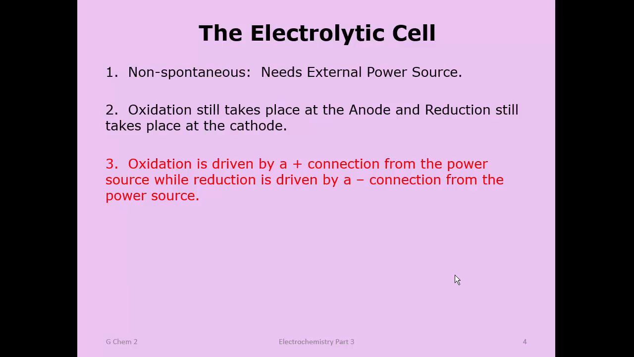This can be confusing. I kind of try and frame it this way. You have to think about this being driven from outside sources. And if I wanted to drive oxidation, I'd have to strip electrons. So bringing a positive charge nearby would rip electrons off of something. If I needed to force electrons onto something in reduction, I would need to bring those electrons nearby. So a negative connection from the power source certainly brings electrons near.